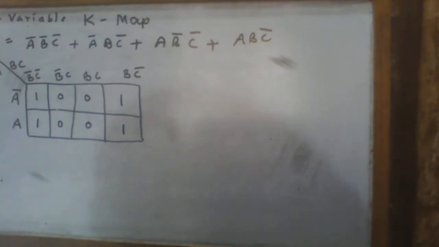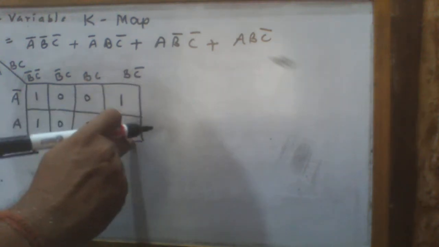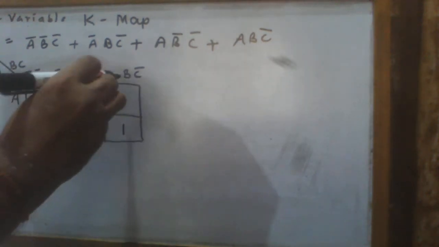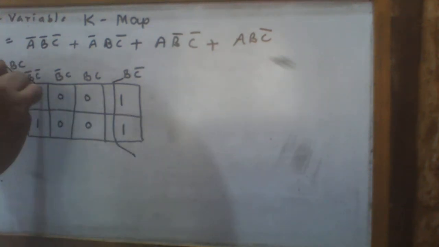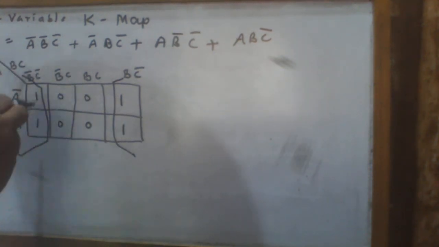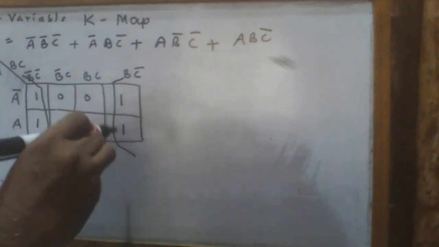Okay, now try to make groups of ones. Try to make a group of the maximum number of ones. Here corner grouping is possible. How is corner grouping done? This is one corner, this one is another corner. This corner can be grouped in this way, this corner can be grouped in this way. That is, a group of 4 ones is possible.